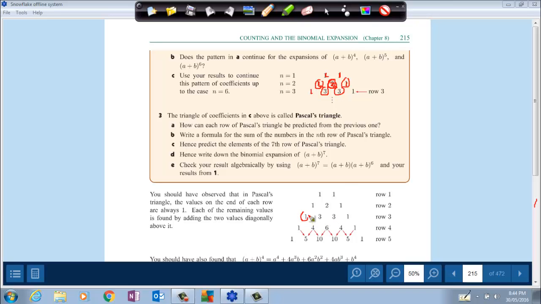So 1 plus 3, that'll give 4. 1 plus 4, that'll give 5. So it's the next value down on the next line is from the previous line, from adding the numbers on the diagonal. Now that's called Pascal's triangle, and they're all the coefficients when you expand a binomial expansion.